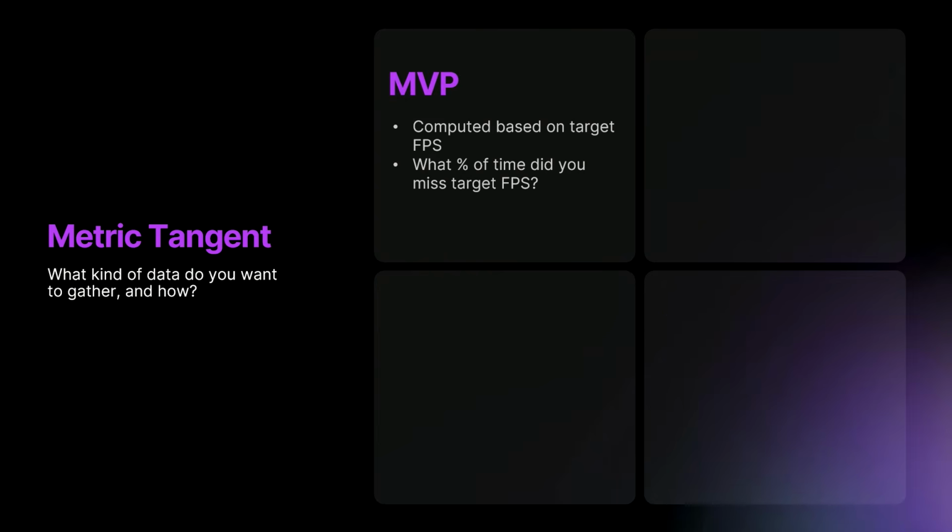So MVP stands for missed vsync percent, which is computed by the perf report tool based on your target FPS and the actual frame time that was observed on the thing. And it's telling you what percentage of time out of this test did we miss our target frame rate. So if it was 50% of the time, you know that 50% of your frames were above 16 milliseconds. That's not great. We want to aim for a lower number there.